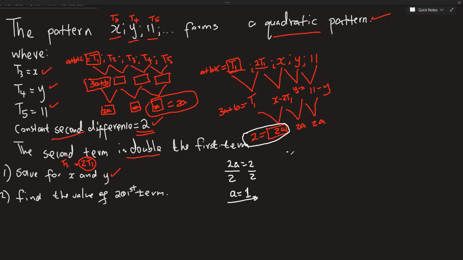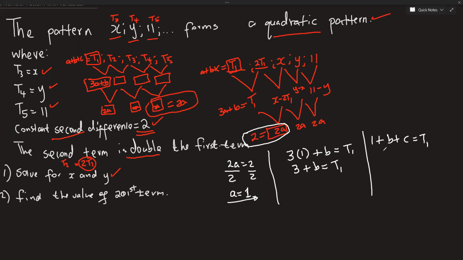For here, I have 3 times 1, which is 3, plus b equals T1, right? Let me just create the rooms like this. And then for this one, remember a is 1, so I have 1 plus b plus c equals T1, right?